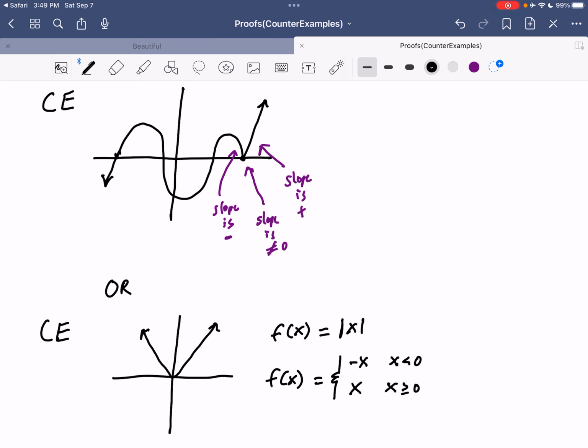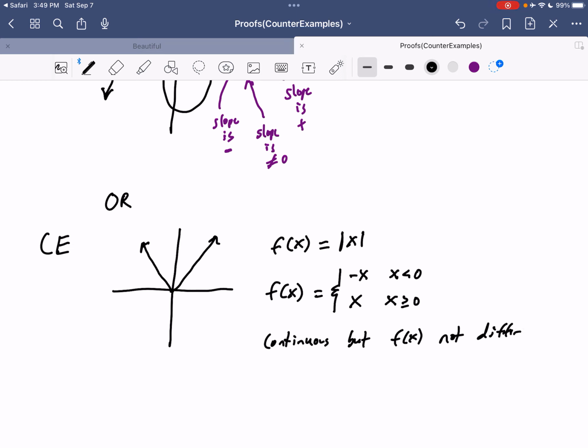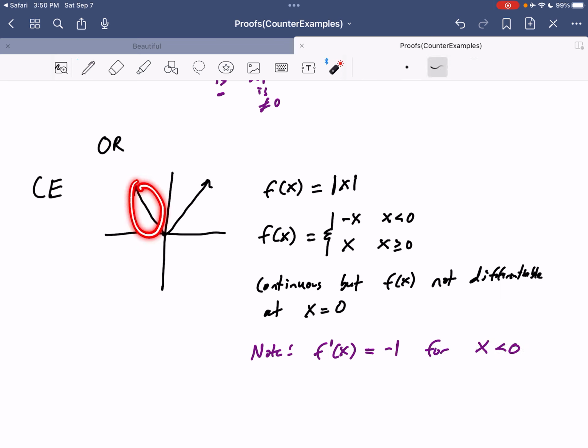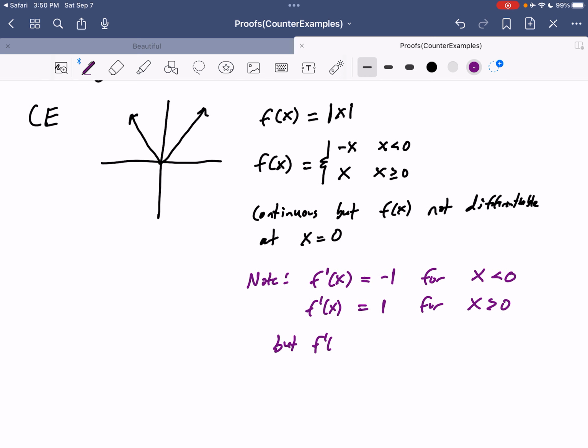but f of x is not differentiable at x equals 0. Now again, probably most people would say, okay, I'm sufficiently convinced. I don't need anything more demonstrated. But if you really wanted to, you could note that f prime of x is equal to negative 1 for x less than 0. It's always a slope of negative 1 because it's linear over here. And then f prime of x equals positive 1 for x greater than 0, but f prime of x does not exist for x equal to 0.